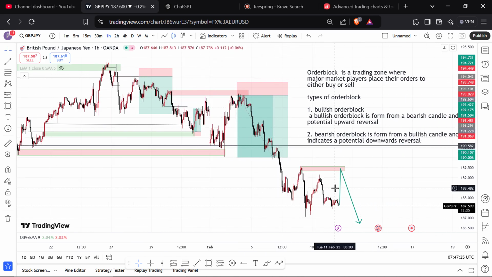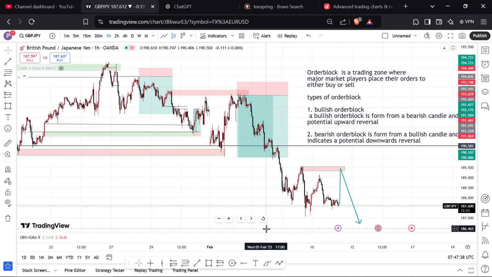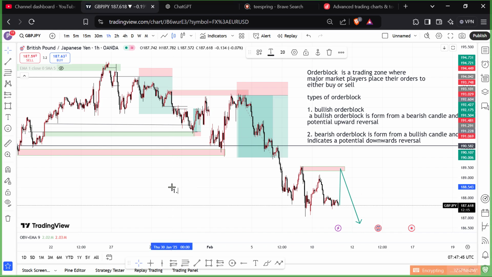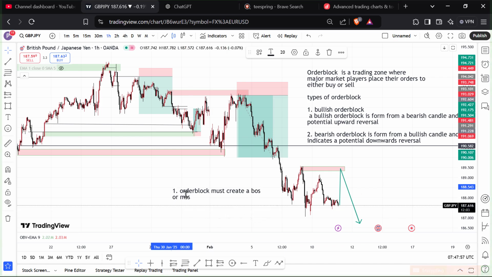So we say an order block is a trading zone where the major market players place their orders. Now, not every zone in the market you should pick. There are order blocks everywhere in the market. So what are the things we need to get a valid order block? Number one, the order block must create a BOS or MSS. BOS stands for break of structure, and MSS stands for market structure shift.